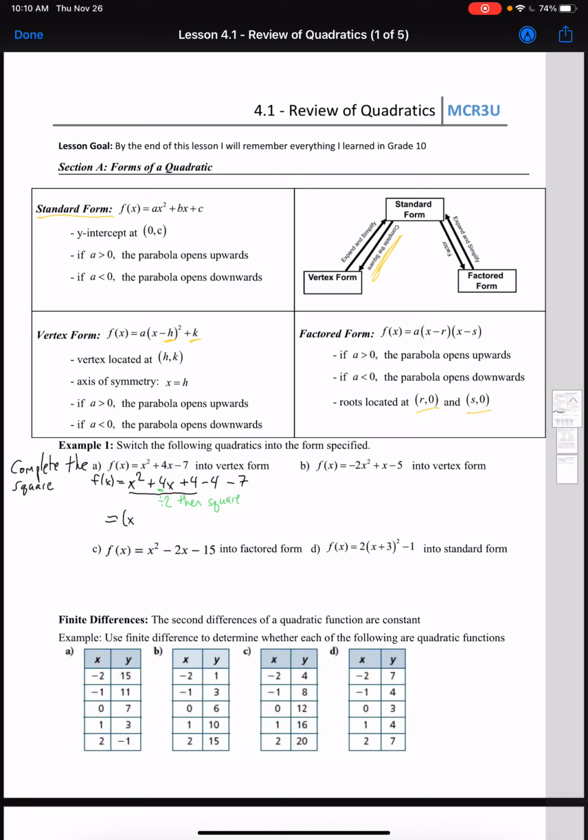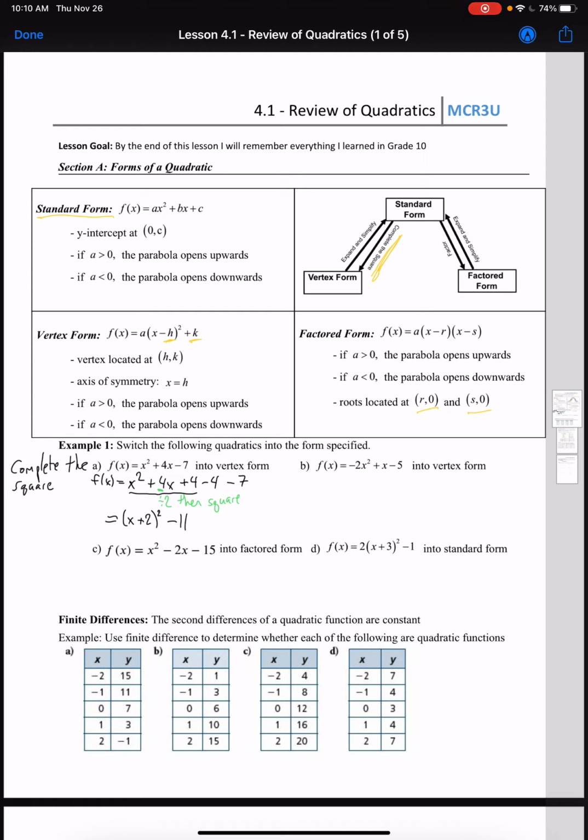And what you should see is we will now use our factoring of a perfect square trinomial to turn it into x plus 2 squared, and the n part is minus 4 minus 7, which gives us minus 11. So there is our vertex form of that equation.